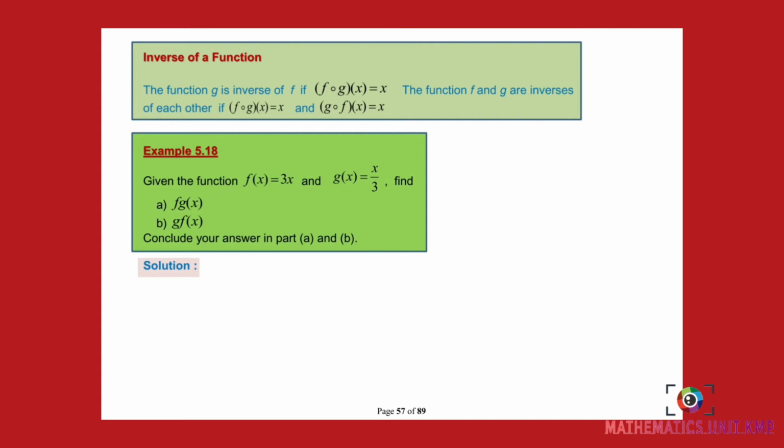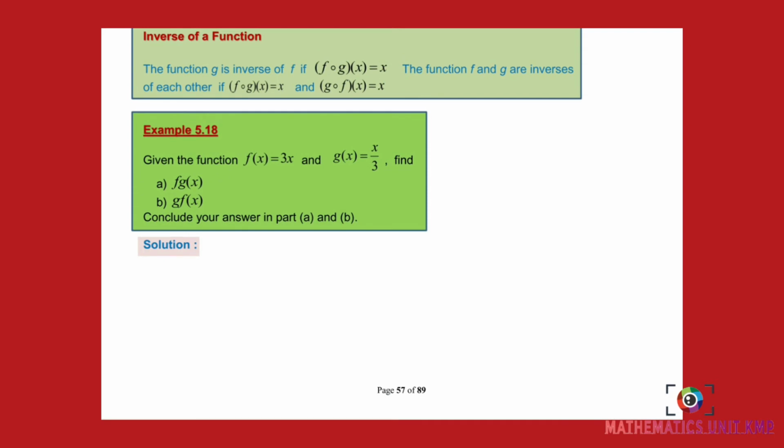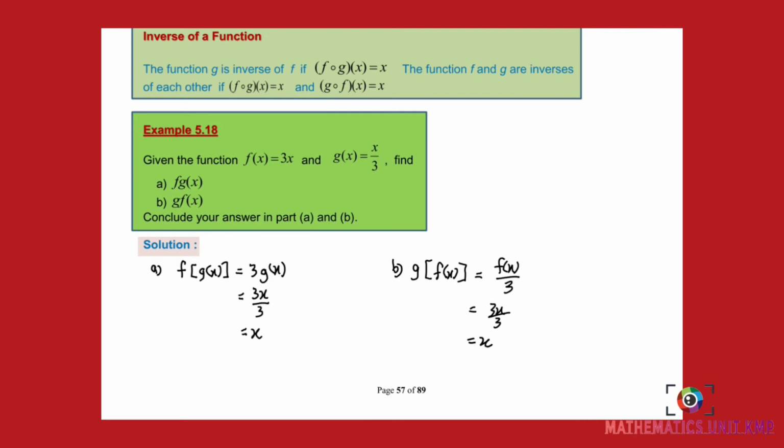We go to the example 5.18. Given the function f(x) equals 3x and g(x) equals x over 3. Find f(g(x)) and g(f(x)). Just a basic one. f(g(x)) equals 3 g(x), which is 3 times x over 3, which is x. And then for B, g(f(x)) equals f(x) over 3, which is 3x over 3, the same, x.